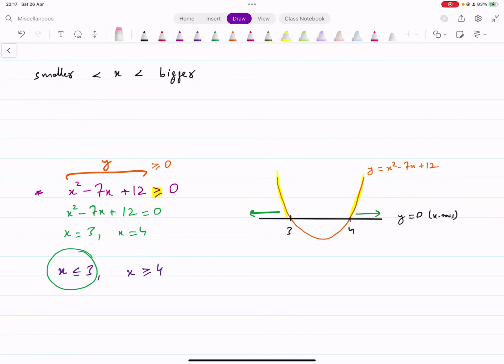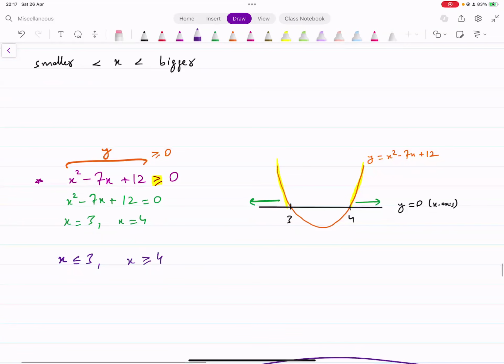Since in this question statement, you had an equal to sign as well, we put equal to signs with the solution as well. All right. Okay. So these are the inequalities that we get. This is the solution to this equation.